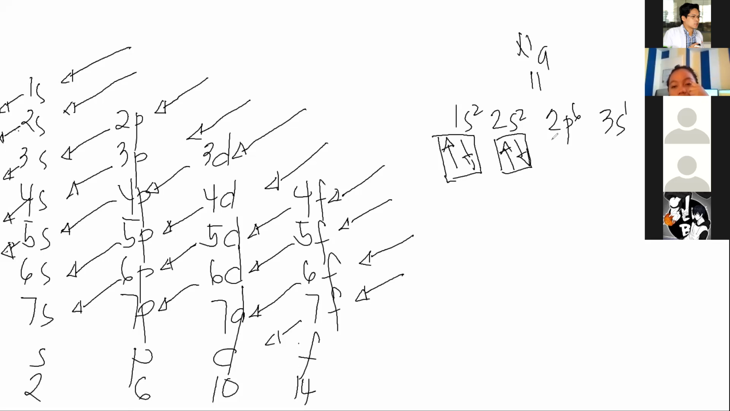2p6. P has how many orbitals? We have 3. Correct? Why 3? Because it needs to be filled up. This is now Hund's rule. Fill up with the same electrons first.